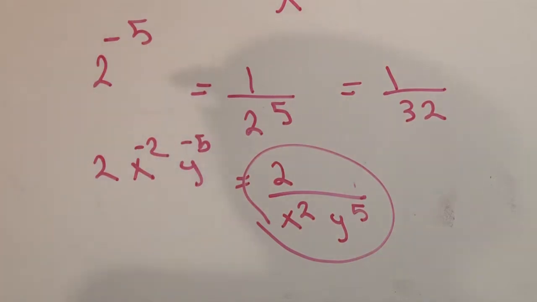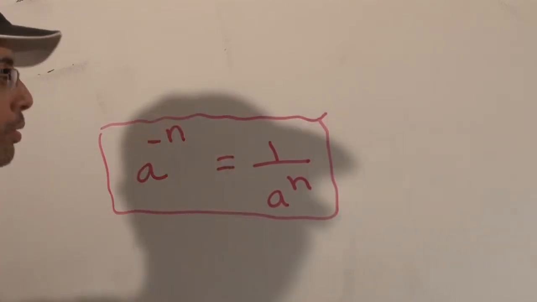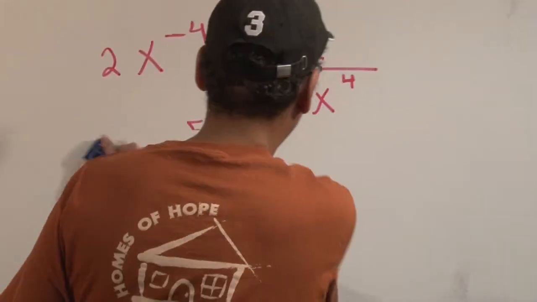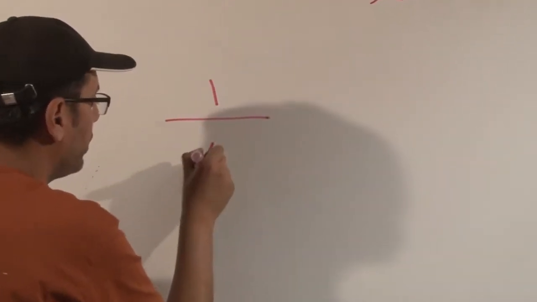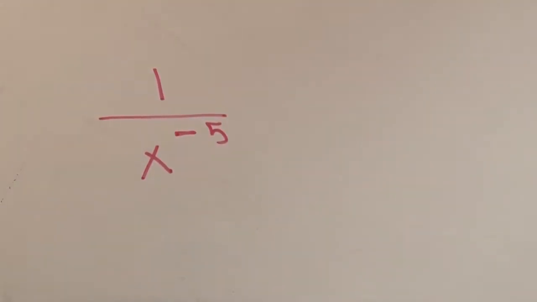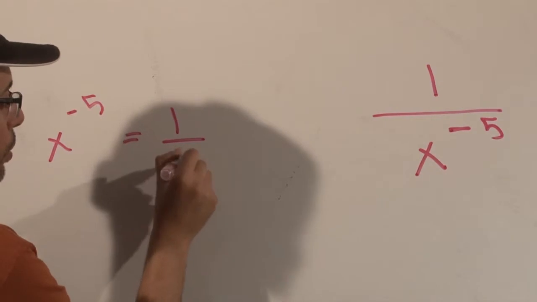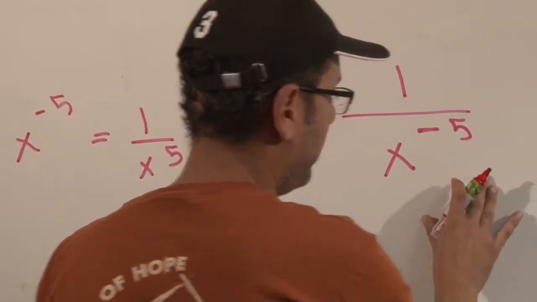So now the first rule is if a power of negative n, that would equal 1 over a power of n. Okay. What if I have something like that, 1 over x power of negative 5? I know that x power of negative 5 equals 1 over x power of 5. So what about that? Actually, it's the same thing.